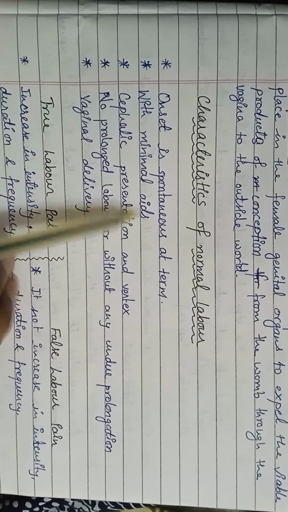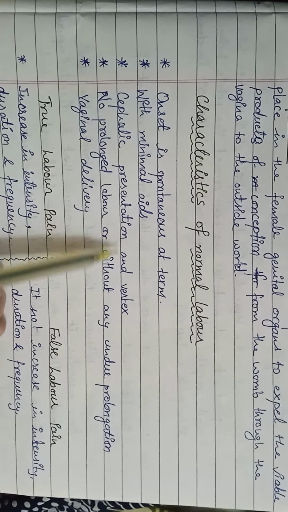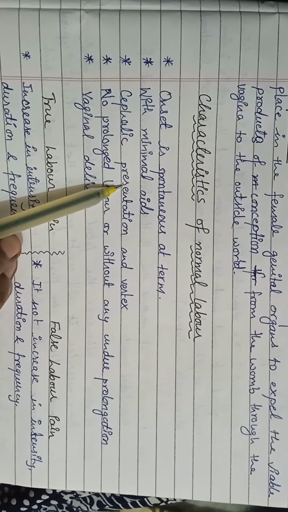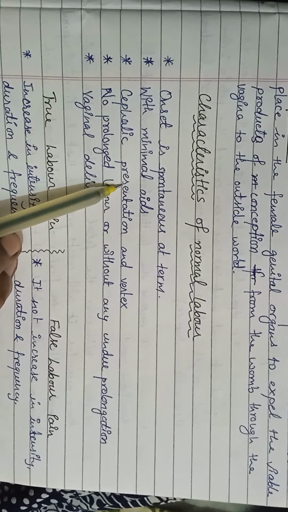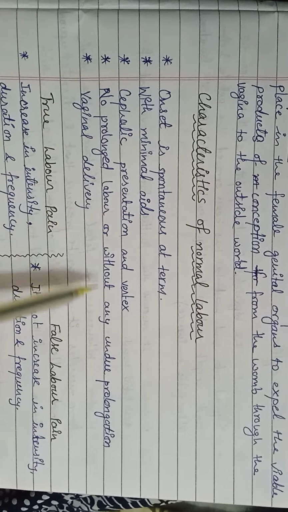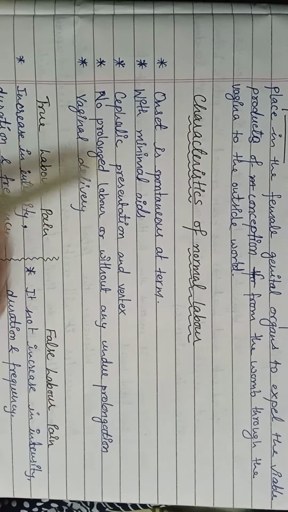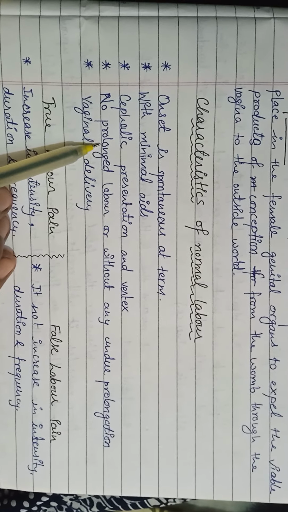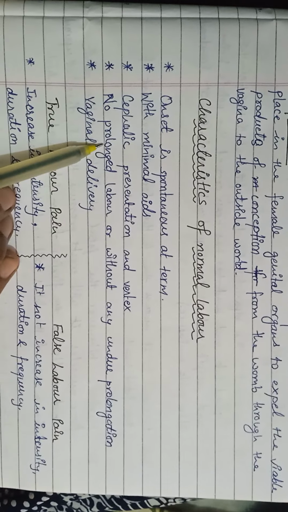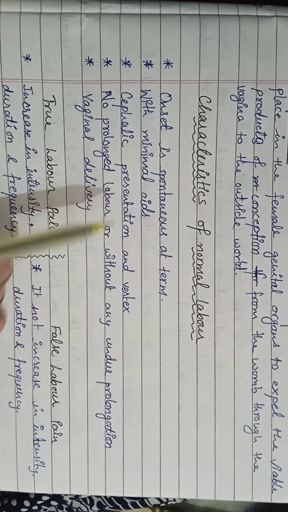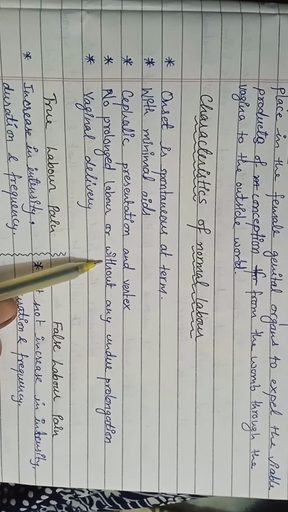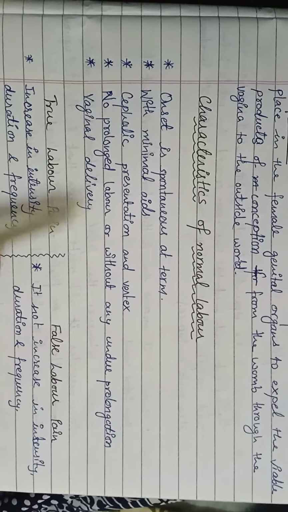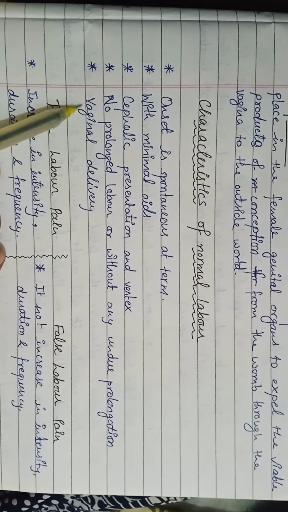with minimal aids, cephalic presentation and vertex. Any presentation except the cephalic is not considered a part of normal labor. No prolonged labor, or without any undue prolongation. What is prolonged labor? It is more than 8 hours to deliver a fetus in a multigravida patient and more than 14 hours to deliver a fetus in a primigravida. And the last feature is vaginal delivery.